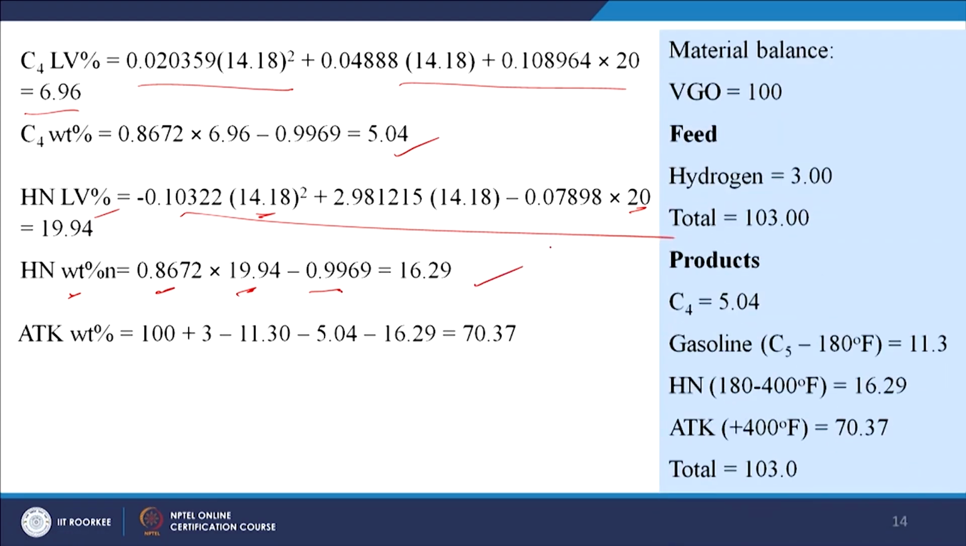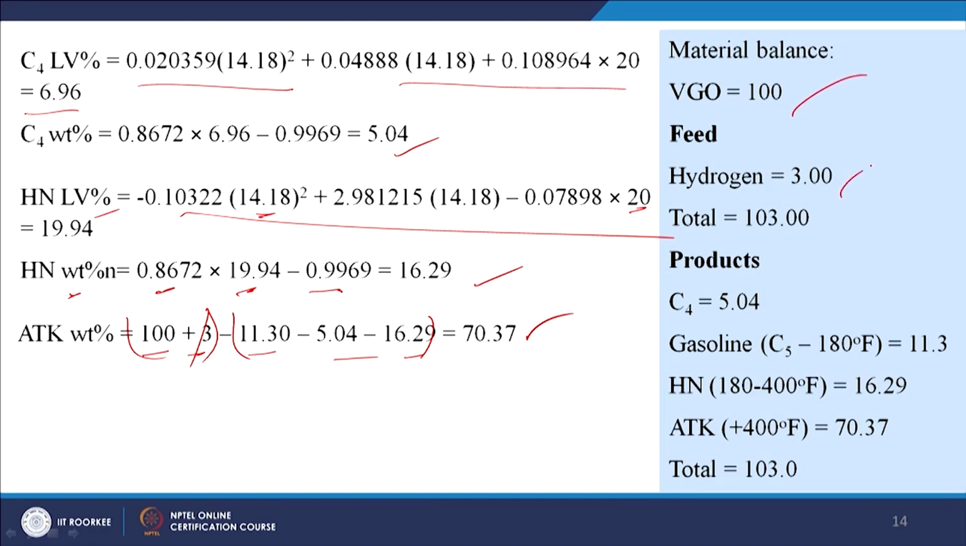For ATK, we have the feed 100 plus 3 hydrogen we are adding. This is our input, the mass of the feedstock, and this is the mass of the other products. The remaining is the mass of the ATK weight percent; that way you can calculate it. And this is the summary of the material balance.